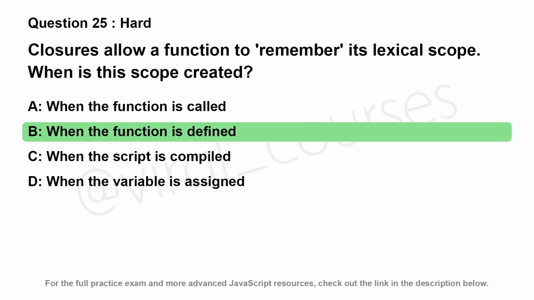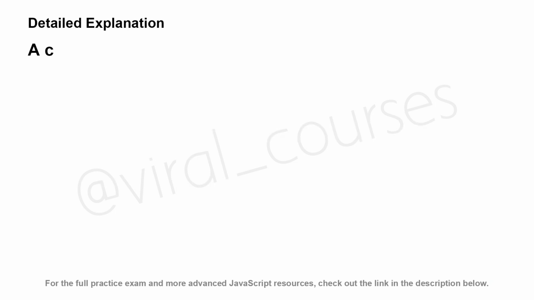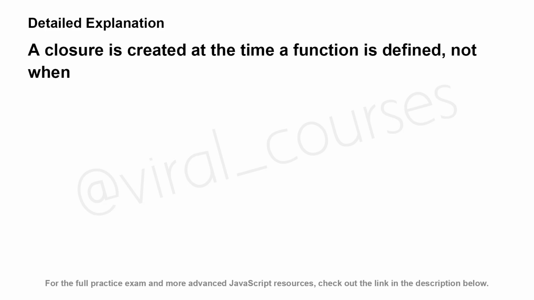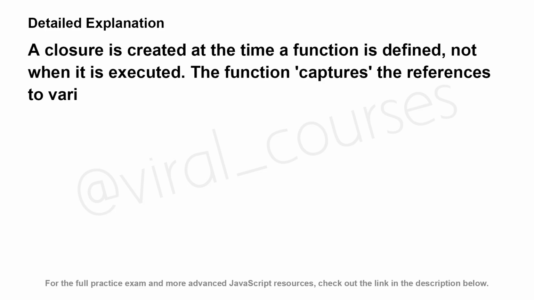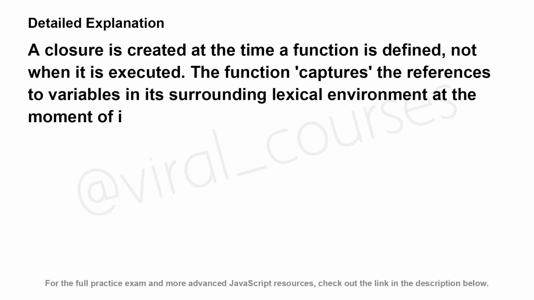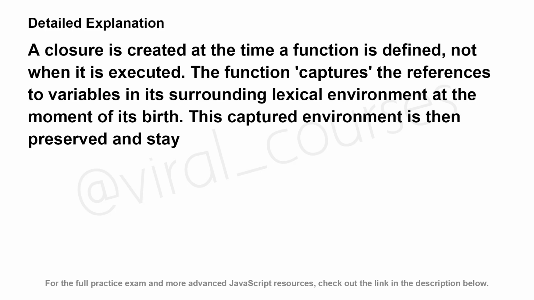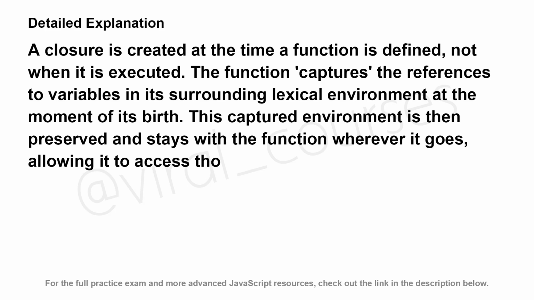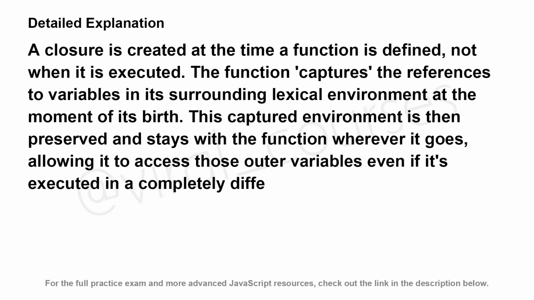The correct answer is B. A closure is created at the time a function is defined, not when it is executed. The function captures the references to variables in its surrounding lexical environment at the moment of its birth. This captured environment is then preserved and stays with the function wherever it goes, allowing it to access those outer variables even if it's executed in a completely different scope later on.